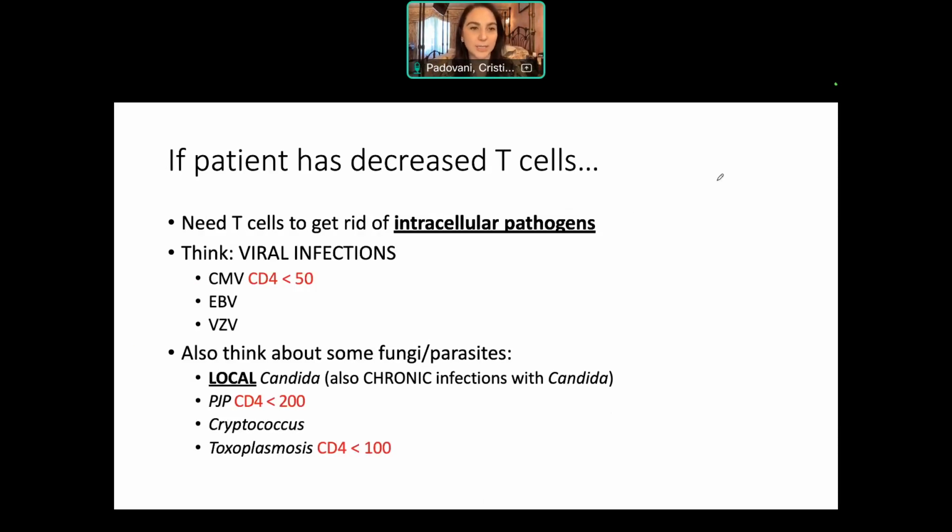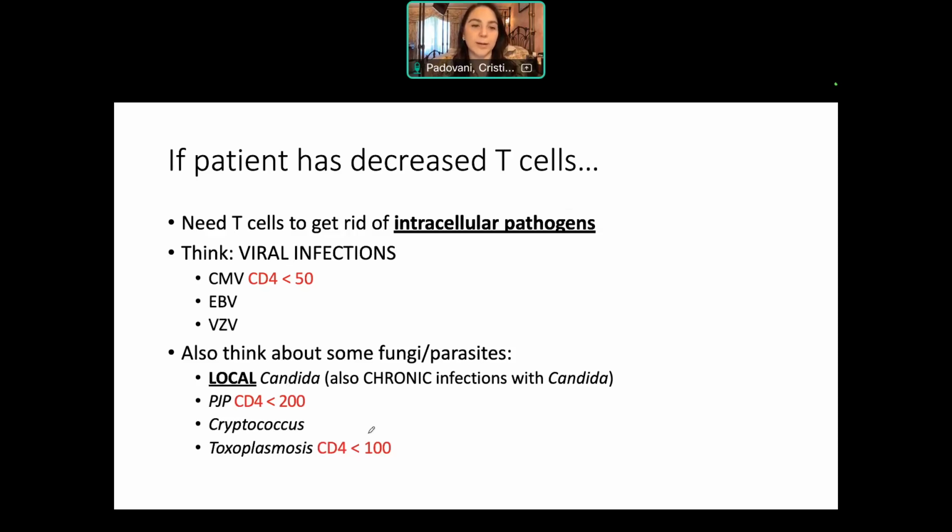If a patient has decreased T cells, again, T cells need to get rid of intracellular pathogens. I want you to think about viral infections, okay? Some of the viral infections to think about are CMV, EBV, VZV. So cytomegalovirus, Epstein-Barr, and varicella zoster, okay?